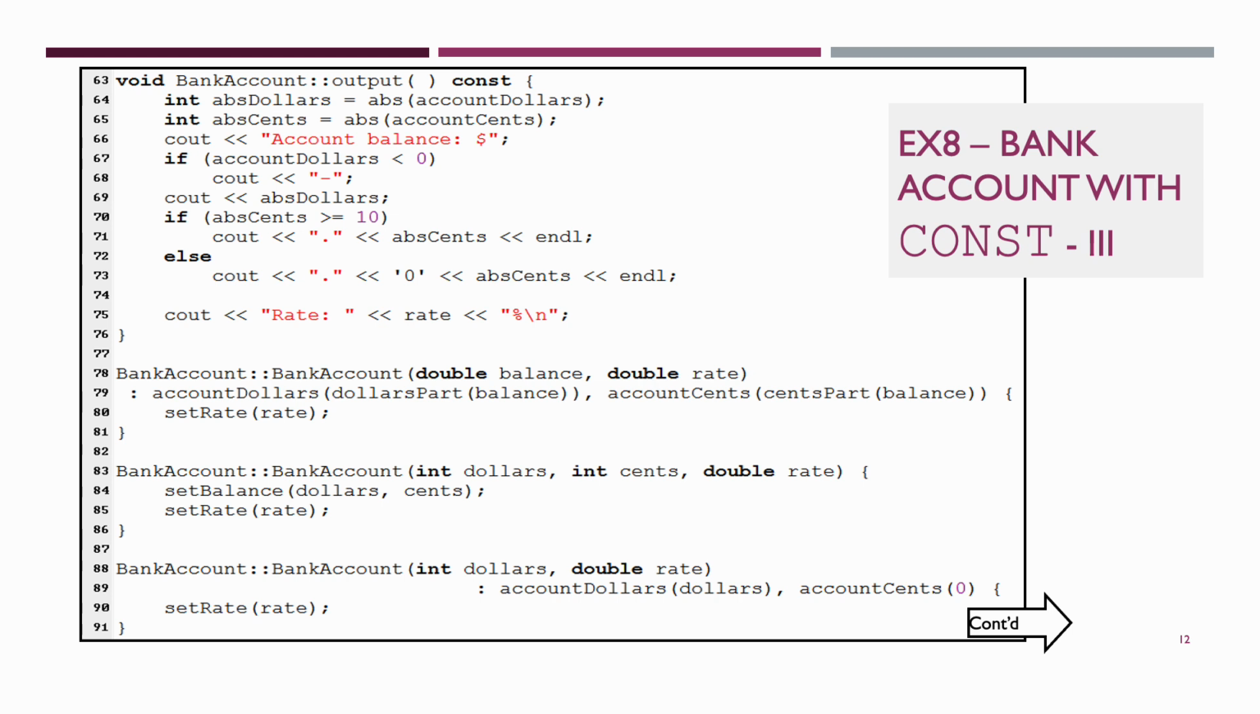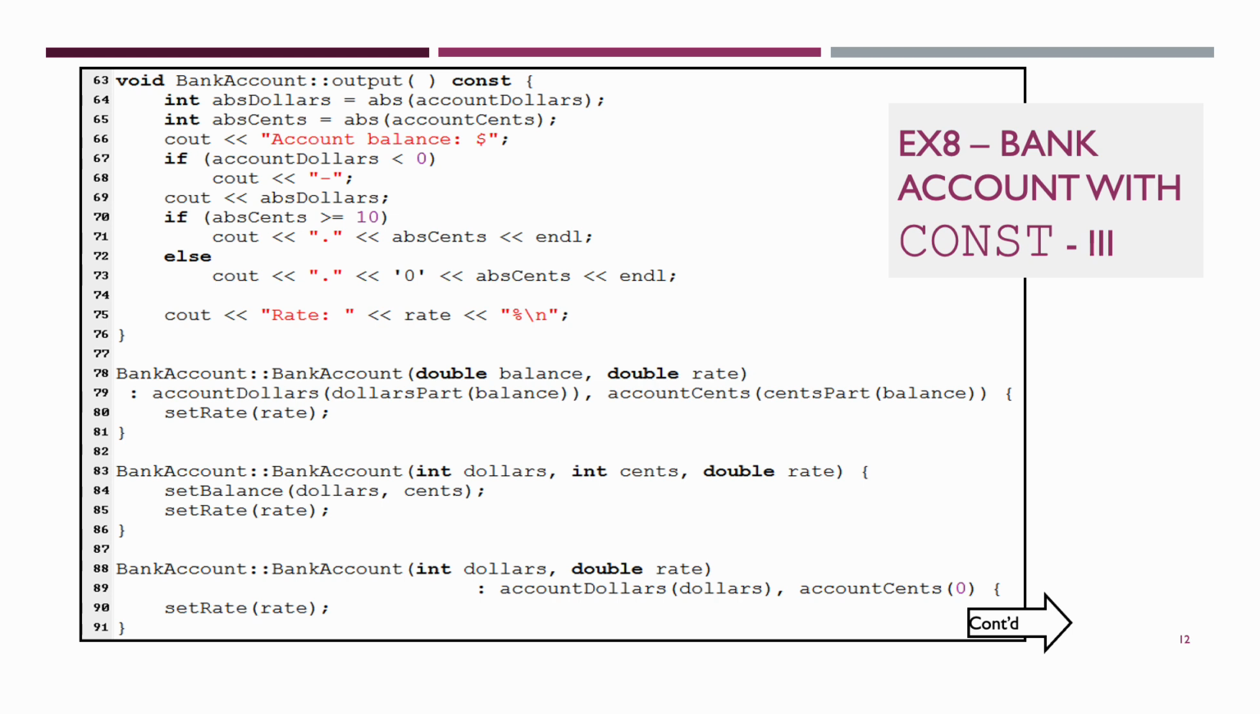The balance is displayed as a formatted dollar amount. If the balance is negative, the function prints a minus sign before the dollar amount. Otherwise, it just prints the absolute value of account dollars. It also ensures that the cents are displayed correctly, including adding a leading zero if necessary, for example displaying 0.05 instead of just 5. So the whole code is just giving a format to your output.